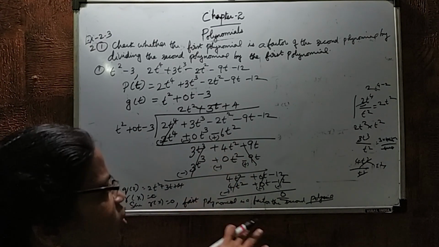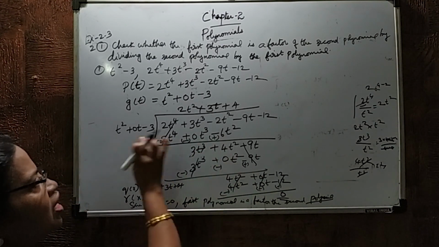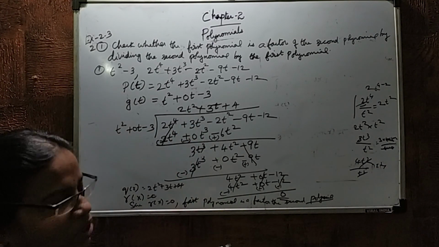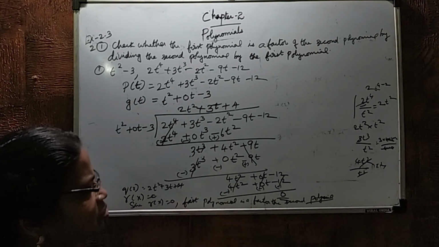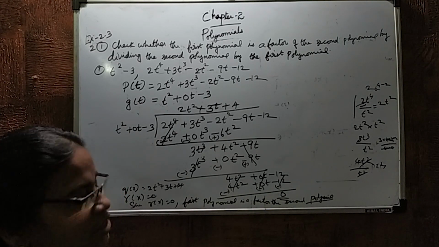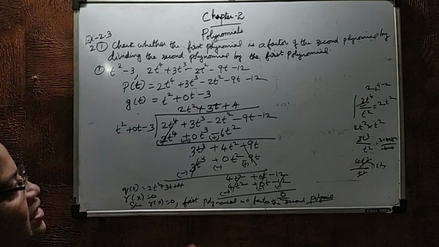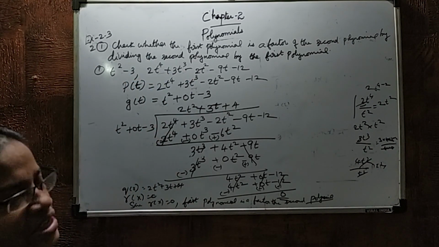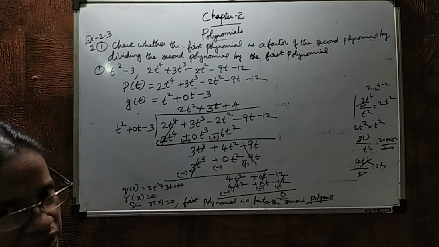The next one, again what you have to do? Take the first term of the dividend and divide by the first term of the divisor. Same thing you have to do and then multiply, first divide, then multiply, then subtraction. So subtraction means take the additive inverse and then add. So you got the answer 0, remainder 0 means the first polynomial is a factor of the second polynomial. Here the first polynomial t square minus 3 is a factor of the second polynomial. That means this divisor is a factor of the dividend.